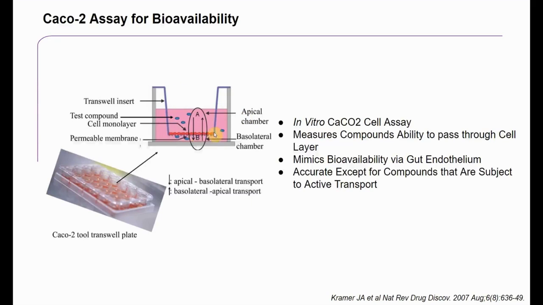And basically, these CACO2 cells, which were, I believe, a colon carcinoma cell line, could be plated on a membrane in this little transwell insert here, and they would form tight junctions, so form a tight barrier, so that the only way drugs could get from this compartment to this compartment would be by actually passing through the cells. And this was found to mimic bioavailability via gut endothelium quite well.